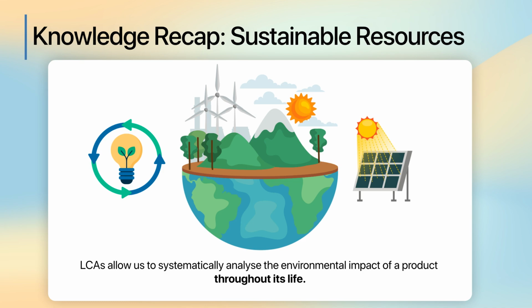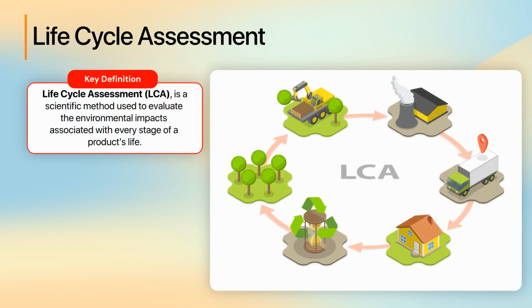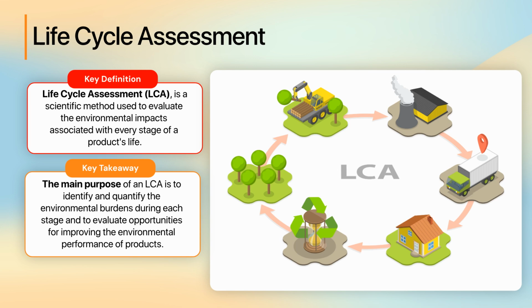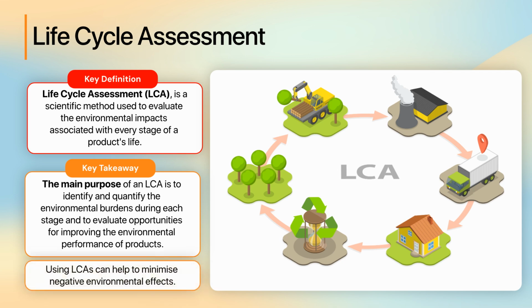Let's get started. A life cycle assessment, or LCA, is a scientific method used to evaluate the environmental impacts associated with every stage of a product's life, from the extraction of raw materials to production, usage, and finally, disposal. The main purpose of conducting an LCA is to identify and quantify the environmental burdens during each stage and to evaluate opportunities for improving the environmental performance of products. By understanding LCAs, we can make informed decisions that help to minimize the negative effects on the environment. Let's break down the stages involved in an LCA and examine the environmental impacts at each step.